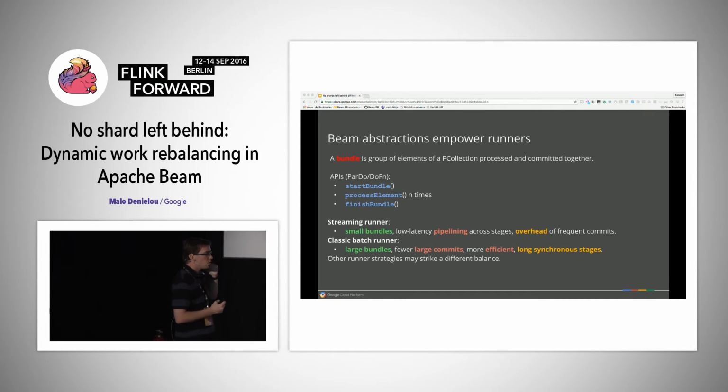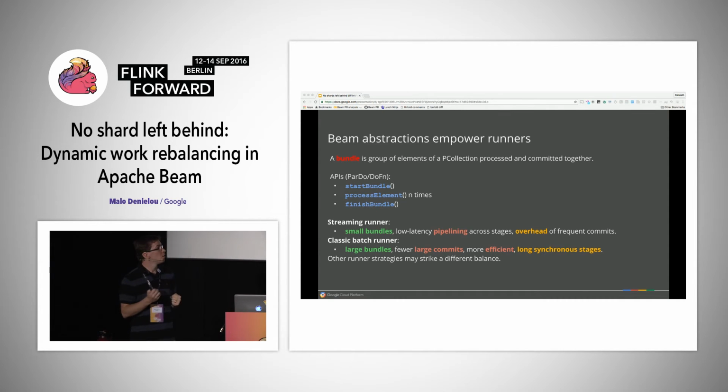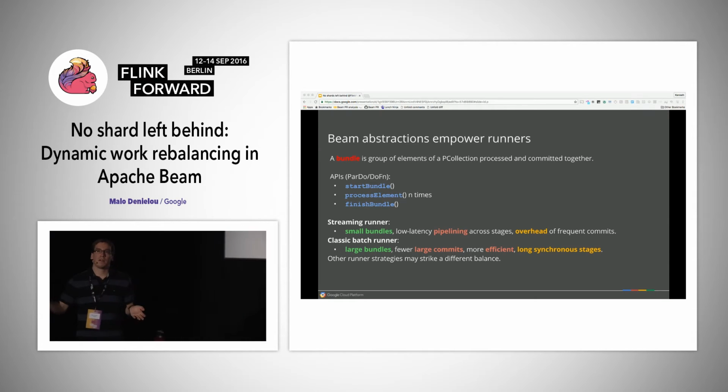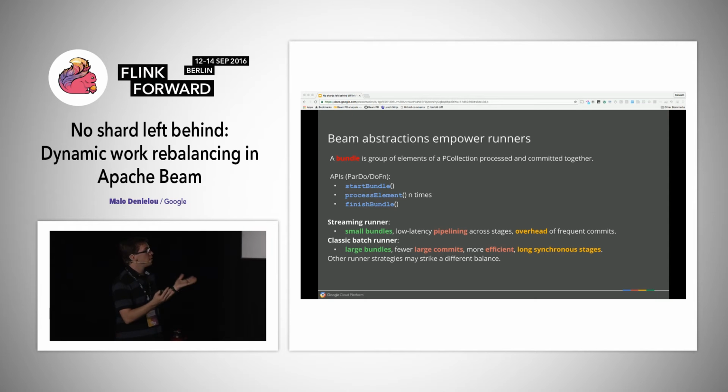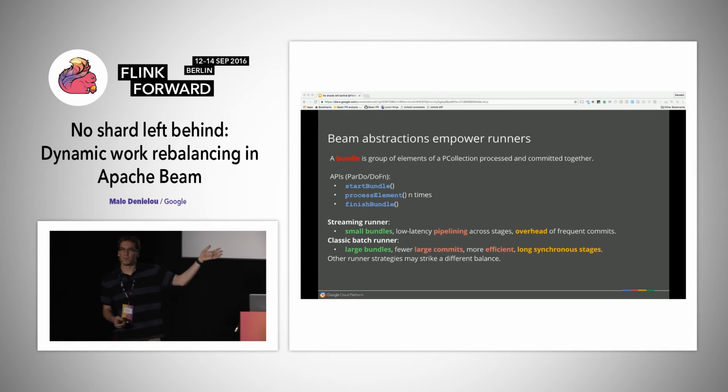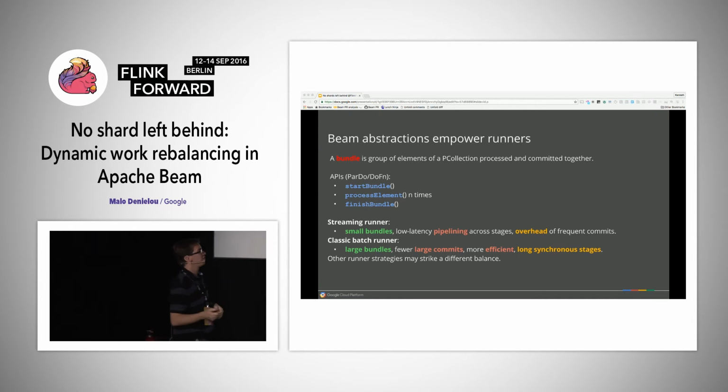So for example, if you have a streaming runner, you care about latency, you therefore will favor smaller bundles and pay the overhead of having very frequent commits. However, if you're doing batch execution, you can have large bundles and fewer large commits, right? So this is not a new thing. Flink does batch and streaming the same way. We have a notion of buffer, or Flink experts can confirm. But that's how the API allows the runner to make the right decision.